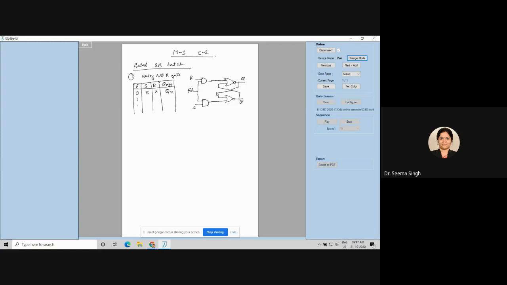And if you have your enable input as 1, then the rest of the truth table is whatever you saw yesterday. When S and R are 0 0, it is a memory state. When S is 0, R is 1, it is a reset state. When S is 1, R is 0, it is a set state. And when both S and R are 1, it is an indeterminate state.